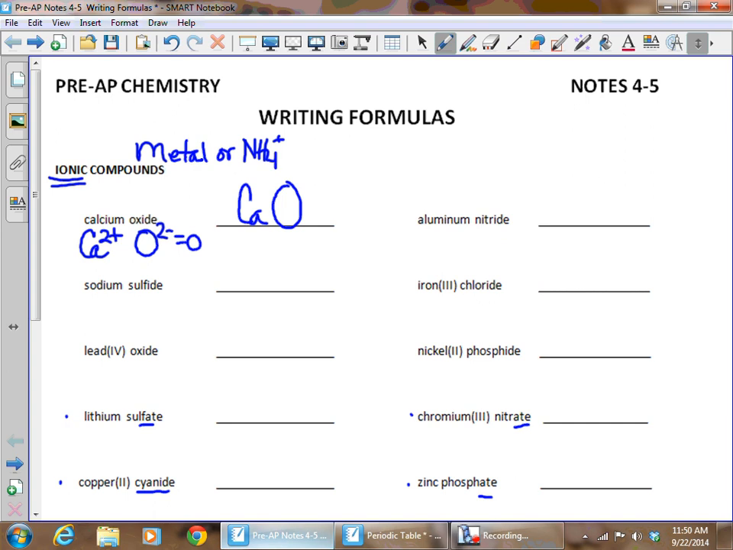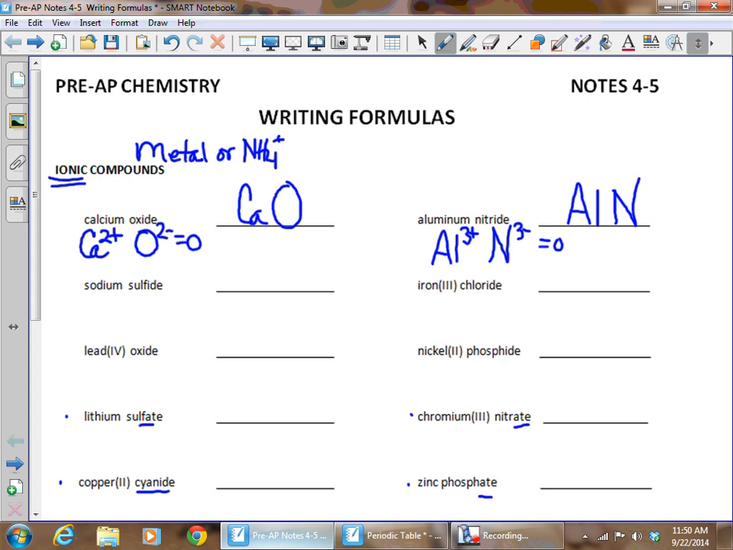Notice that the charges do not show up in the final formula for the compound, so do not put them there. Aluminum nitride. We look up aluminum and it's got a 3+ charge. We look up nitride, remember, is the ending name for nitrogen. We look up nitrogen, it has a 3- charge. And so once we have that, we notice that a 3+ and a 3- already equals out to 0. So once again, if it works, don't fix it. The formula for this compound is AlN.